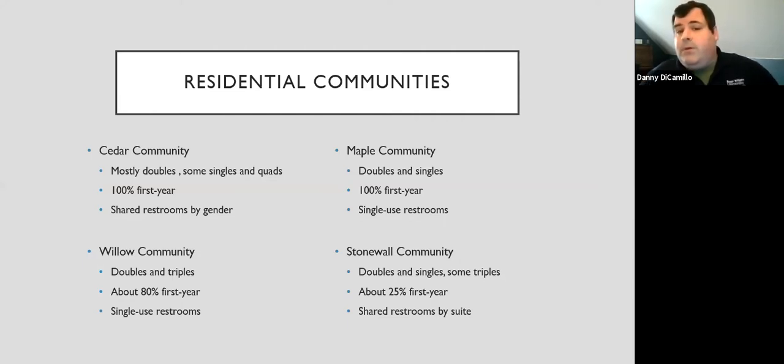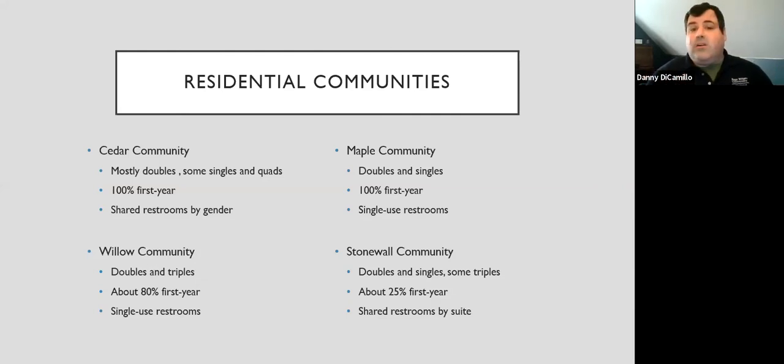Our Maple community is also 100% first years, mostly doubles and singles. They are single-use restrooms. When you go into that restroom, you close and lock it, and it looks a lot like what you have at home. So just be thoughtful about whichever works best for you, and you may want to think about that.